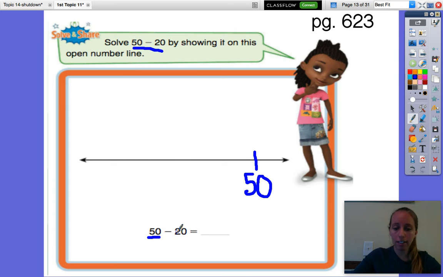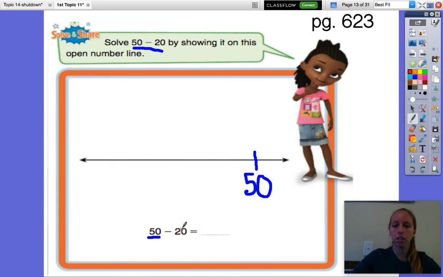Now, I like to think of 20, instead of starting here and saying, okay, 50 minus 20, I have to draw 20 tick marks. 1, 2, 3, 4, 5. That would take an awful long time, right? And then we would have to write in all of these numbers, and that would just take forever. So we're not going to do it that way, okay?